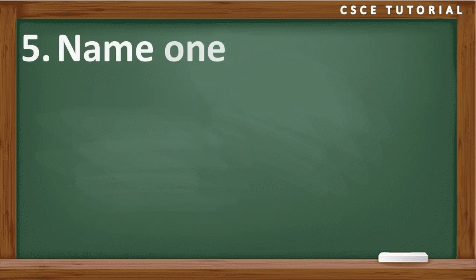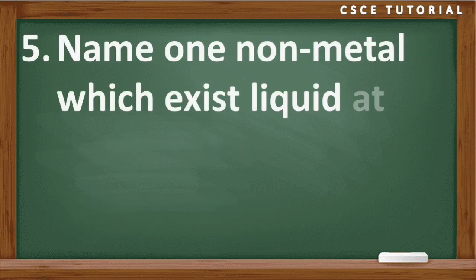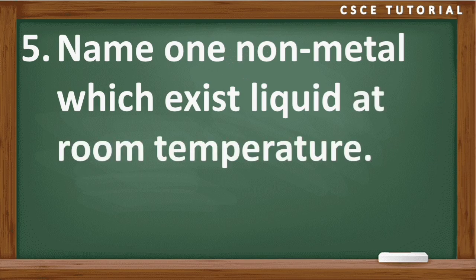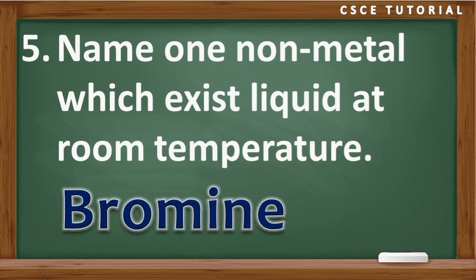Fifth, name one non-metal which exists liquid at room temperature. Now you have to give the name of one non-metal which is liquid at room temperature. Its answer is bromine. Bromine is liquid at room temperature.